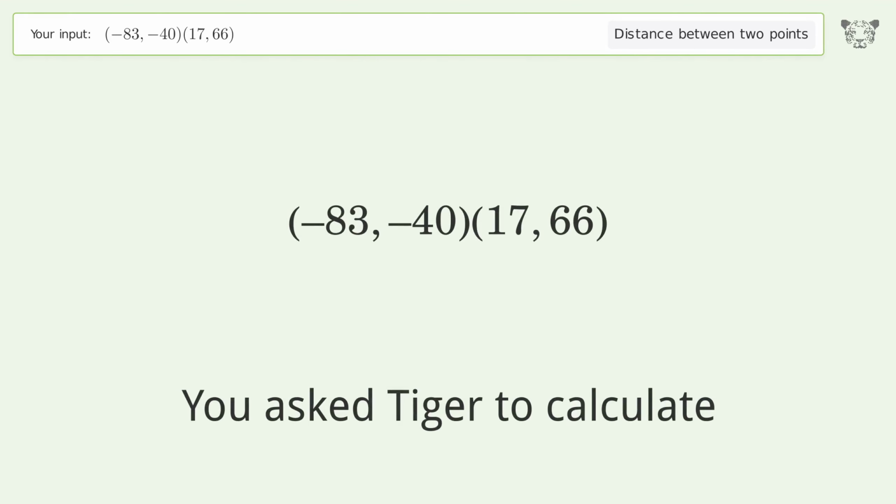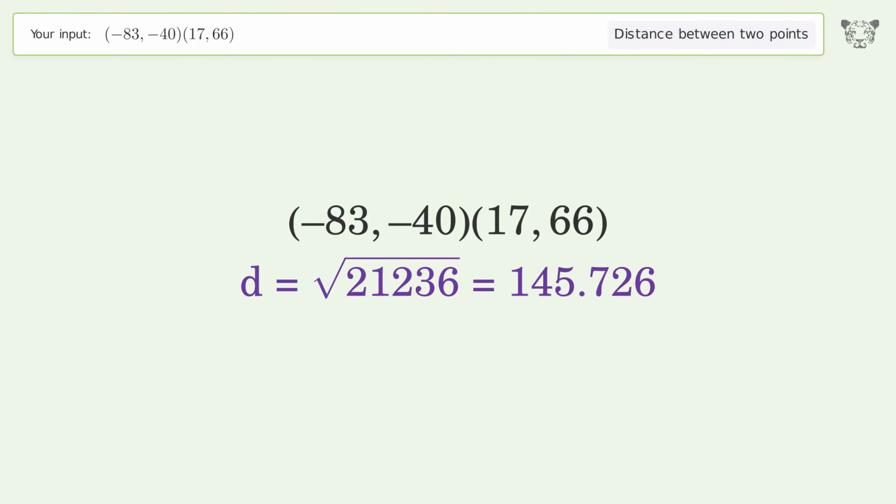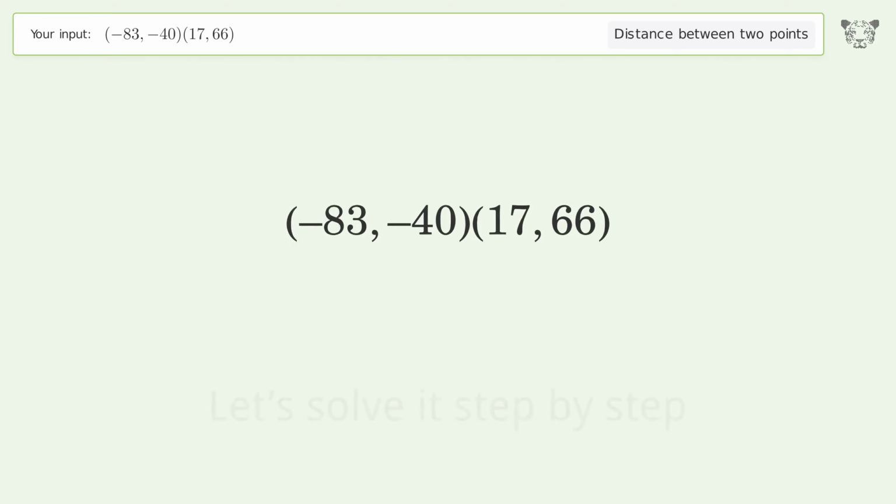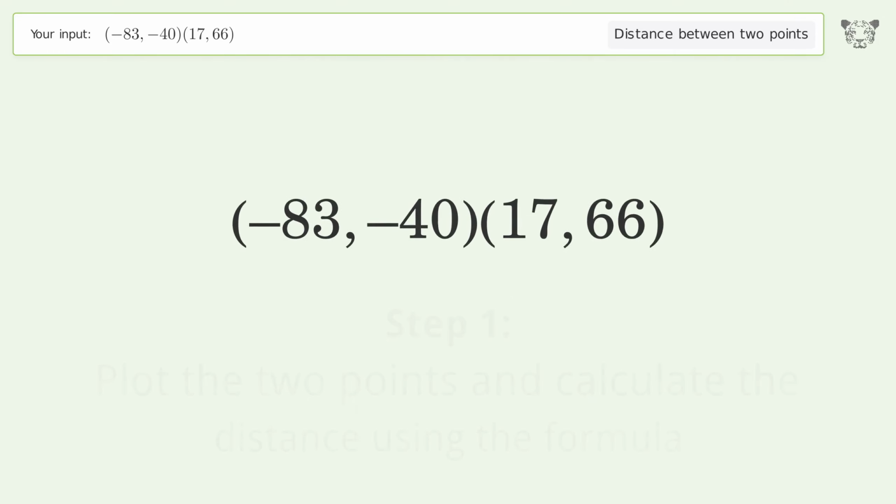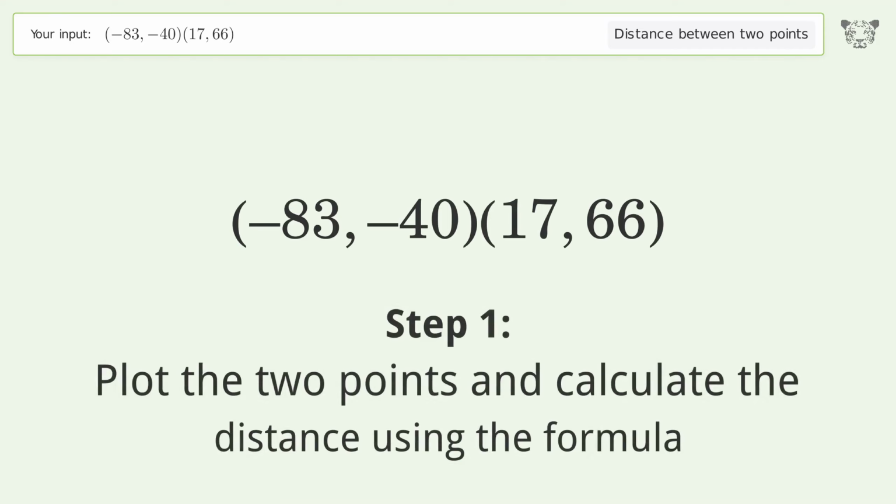You ask Tiger to calculate. This deals with the distance between 2 points. The distance between the 2 points is the square root of 21,236 or 145.726. Let's solve it step by step. Plot the 2 points and calculate the distance using the formula.